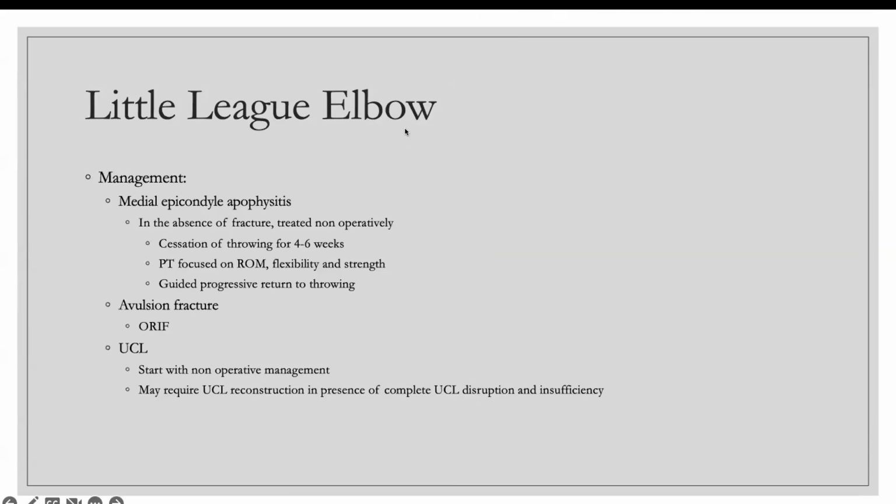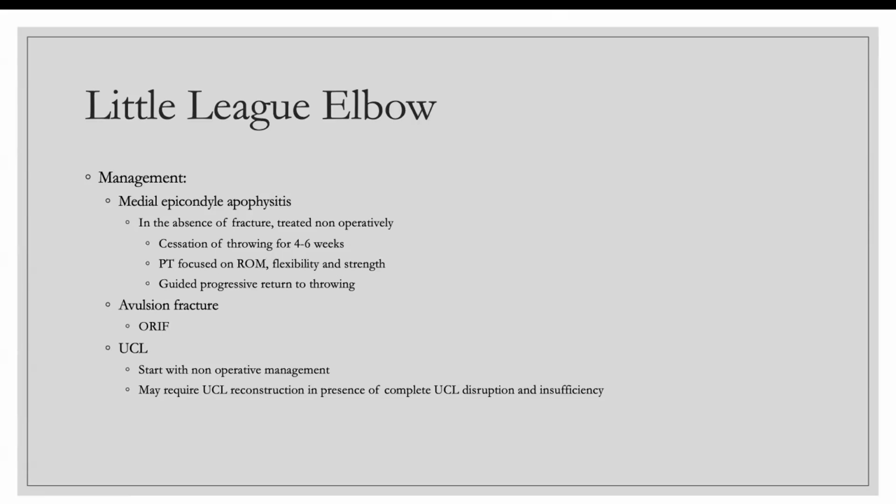For management of little leaguer's elbow for apophysitis, we're going to want to slowly shut them down in the absence of fracture. We're going to shut them down for about 4 to 6 weeks, so a little less time than little leaguer's shoulder. Again, we really want to focus on physical therapy for flexibility, strengthening the core, making sure their progression to throwing is utilizing proper pitching mechanics and that they are sticking to a pitch count when they're throwing.